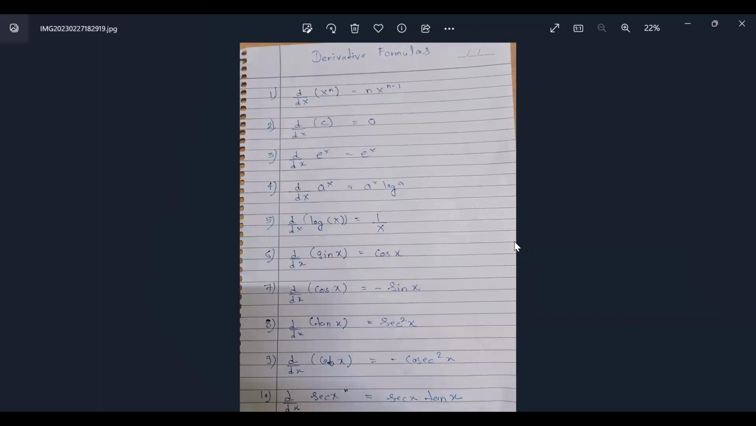The second formula is derivative of constant will be always 0. This is simple to remember. Like constant can be any number, 1000, 100, 2000, any number that you pass, it will be always 0.